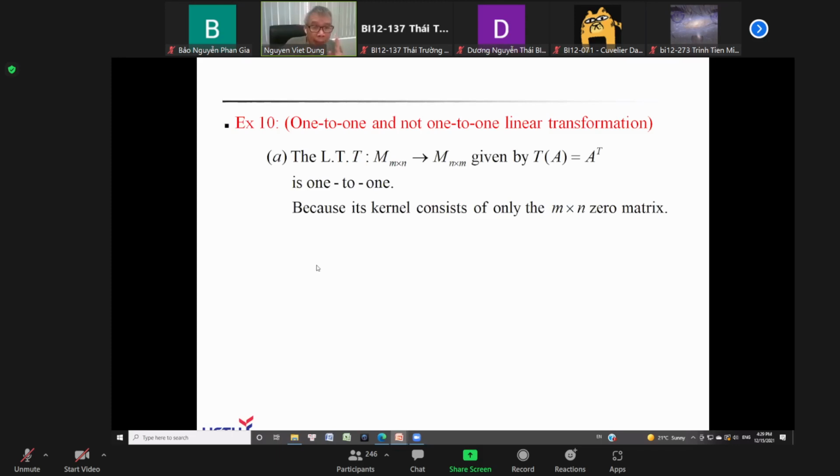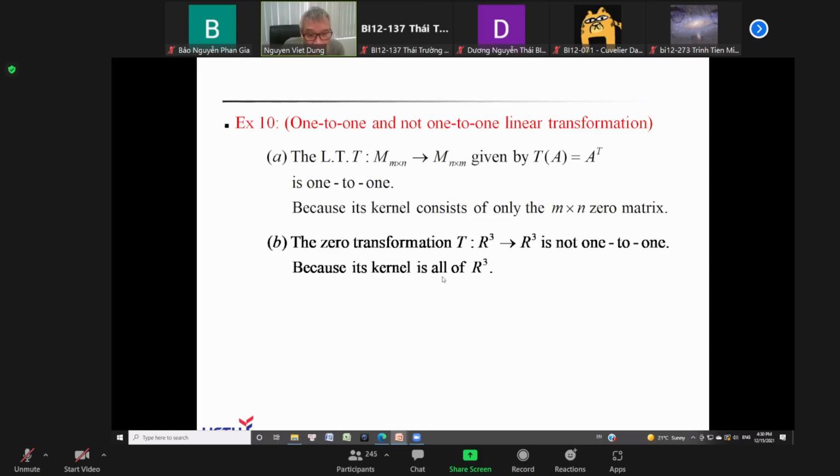So that is one-to-one. The second one I want to show you is the zero transformation T from R^C into R^C. That one is not one-to-one. Why? Because T sends every vector in R^C into the zero vector. So the kernel of T equals R^C, the kernel is the whole domain here. So it cannot be one-to-one.